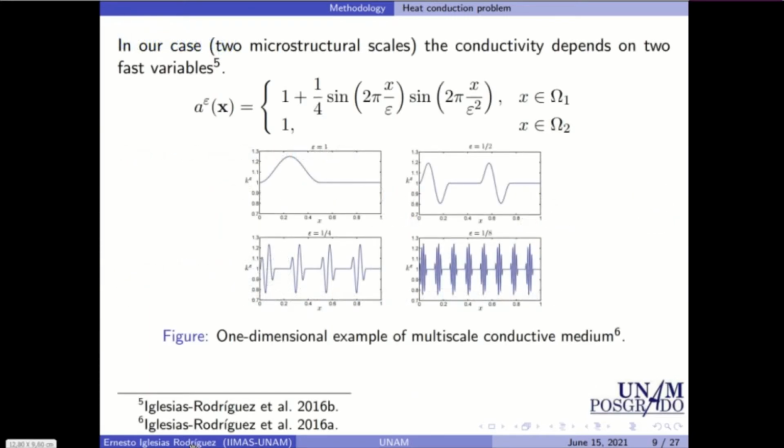In this example, we can see how even for simpler expressions, with continuity, etc., of the coefficient, the medium gains in complexity as the small parameter epsilon tends to 0, as in the figure.